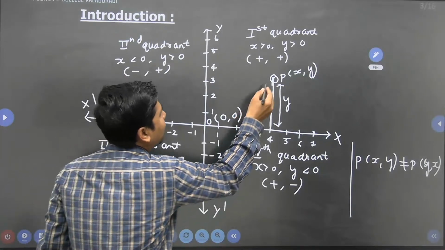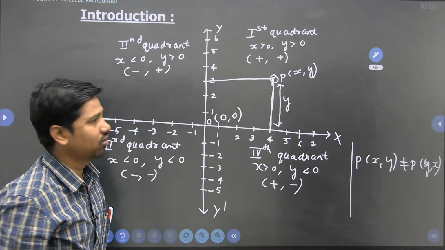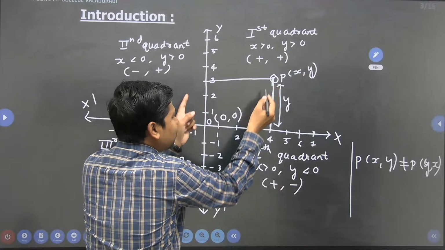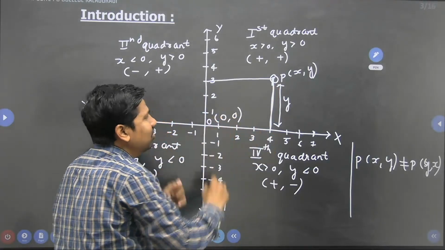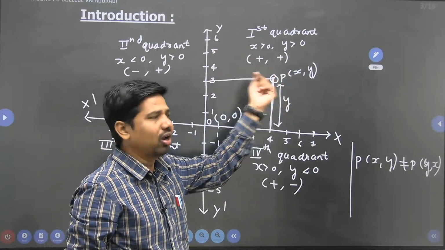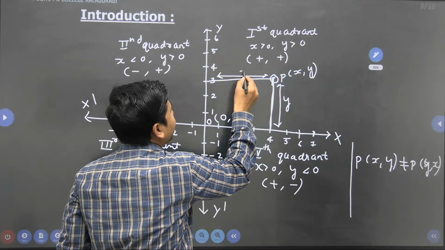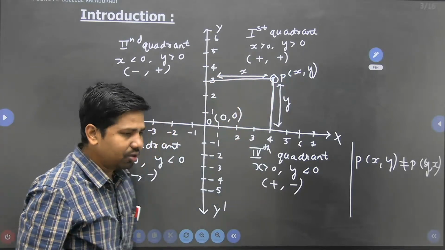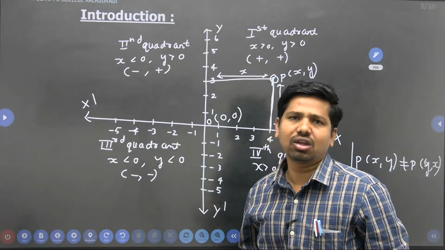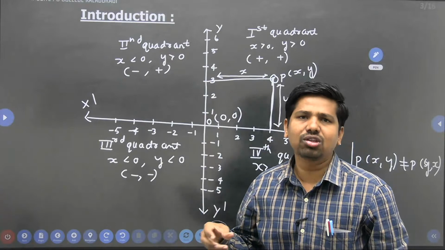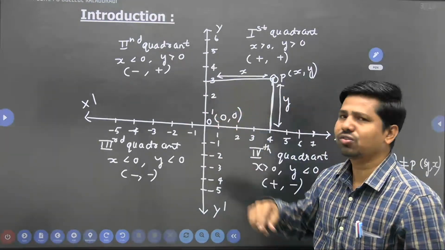And if you drop a perpendicular line to the y-axis, what does this perpendicular line distance indicate? This is nothing but how much distance it has moved along the x-axis. So this distance is nothing but our x coordinate. So this is at a distance of x units from the y-axis, right? In general, if P of x comma y is any point, it is at y units from the x-axis and x units from the y-axis.